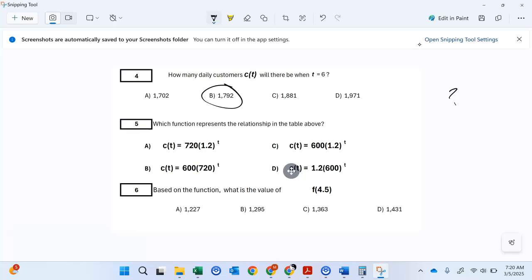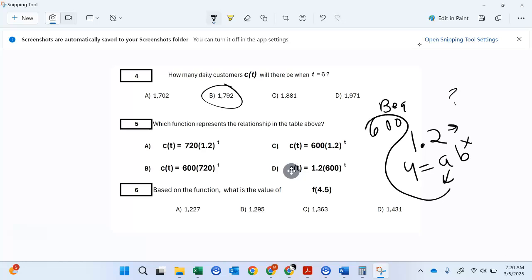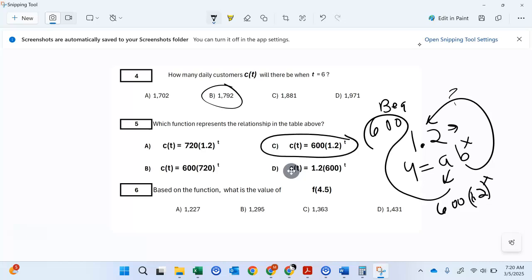So now that we know the starting value is 600, that's the beginning value, right? And we know the growth factor is 1.2. Then we just need to find an equation that has that. Remember, y equals a times b to the power of x. This is the beginning, so that should be 600. And this is the growth factor. So we're looking for 600 times 1.2 to the x, right? So that would be C.